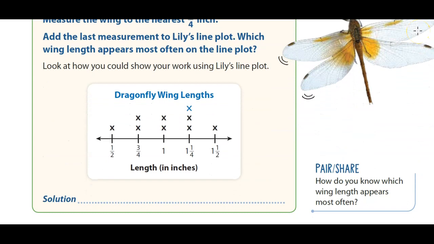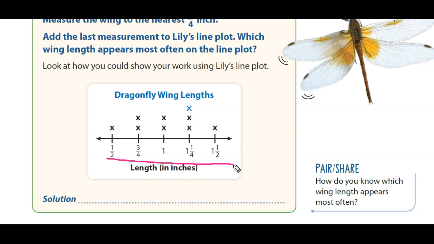It says add the last measurement to Lily's line plot, which they did right here. Okay. It says which wing length appears most often on the line plot. So which length at the bottom, right here, has the most X's? 1 1/4, right? So that length appears the most. Okay. Which one appears the least? 1/2 and 1 1/2, because each one of those has 1 star, right?